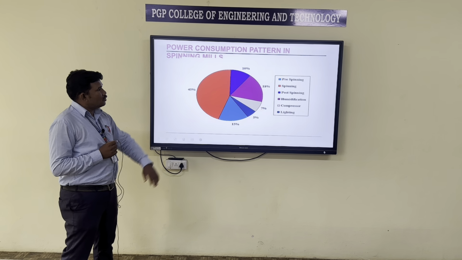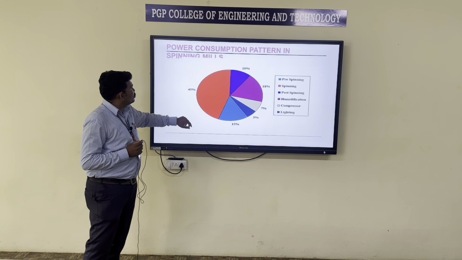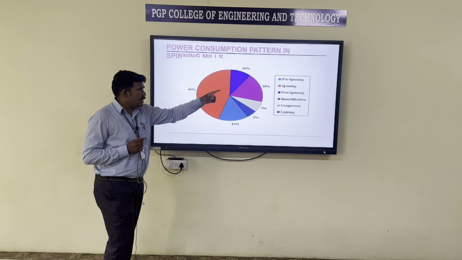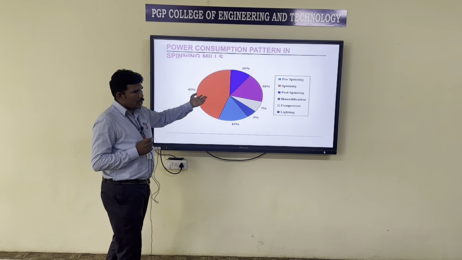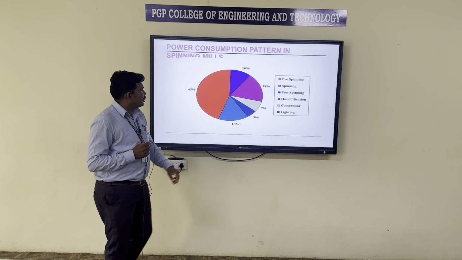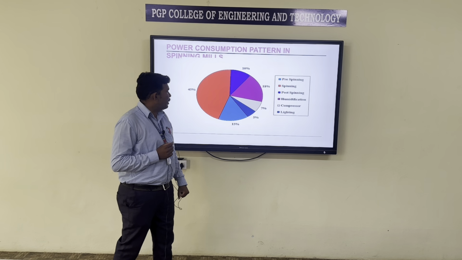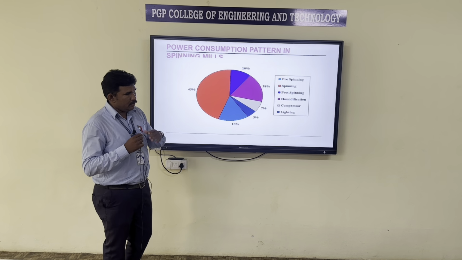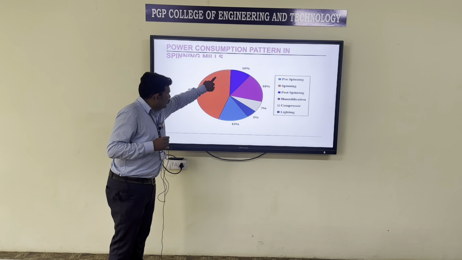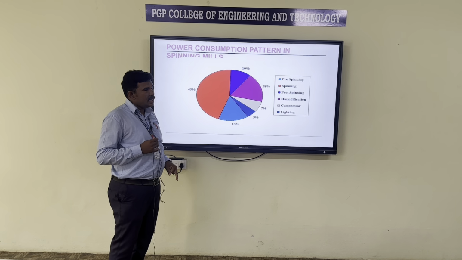So these are the scenarios. In the spinning mill, see how the electrical energy is consumed. Before pre-spinning, it consumes 45%, or about 50% of the electrical supply. While spinning, when the raw material is placed on the tray, 45% of the supply is given to the spinning mill.